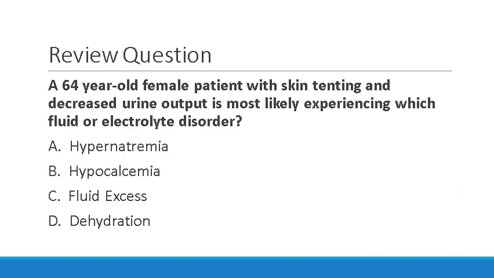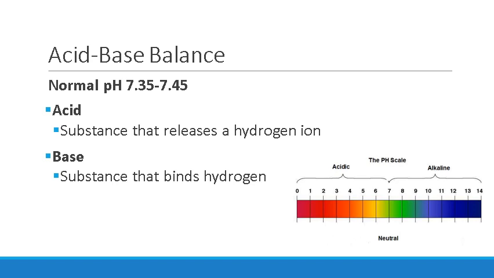So a review question. We have a 64-year-old female patient that has skin tenting, decreased urine output, and is most likely experiencing which fluid or electrolyte disorder? Hypernatremia, hypocalcemia, fluid excess, or dehydration? And after all that talk about electrolytes, all that's really described here is a case of dehydration. Okay, we don't know anything else as far as lab values or anything different.